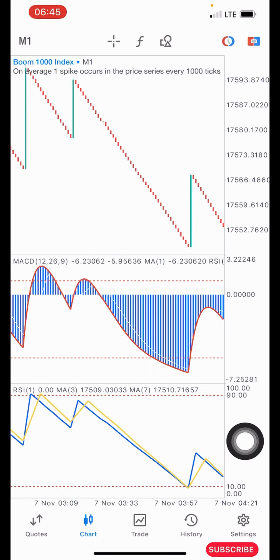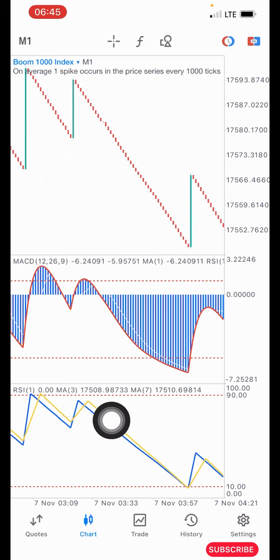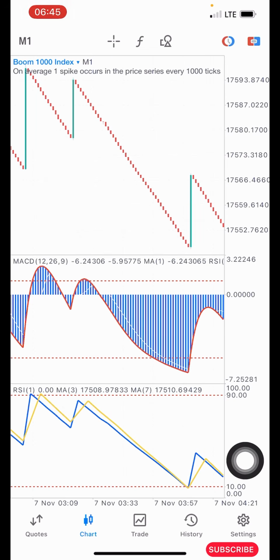Once you have set the second window, you are going to have this one here. This is our relative strength index, the levels, and then these are our two moving averages. So that's how to set this simple strategy up.